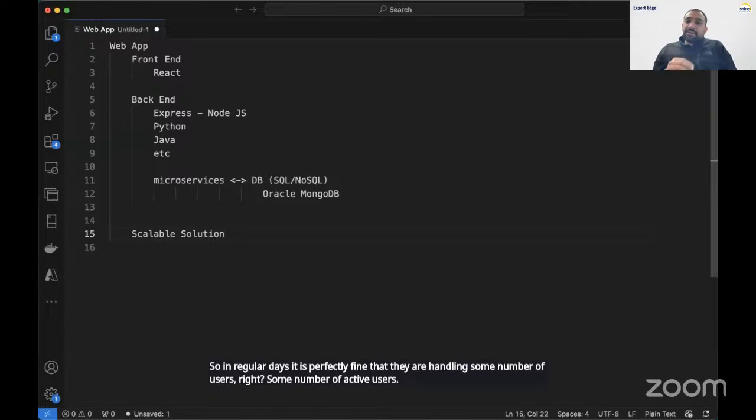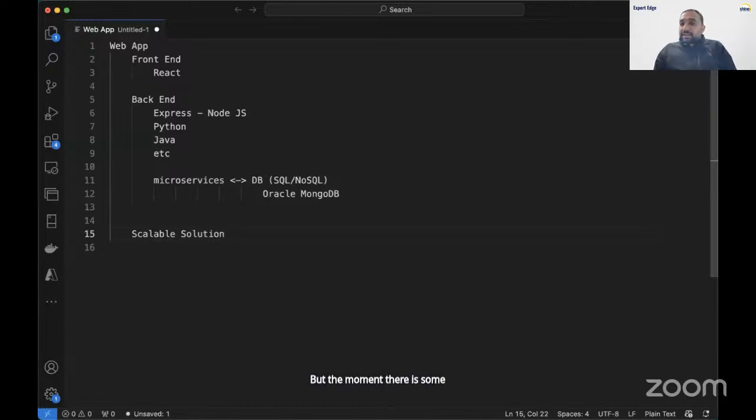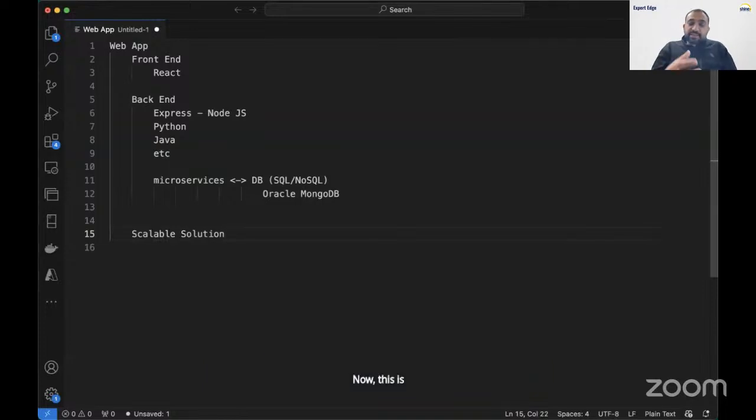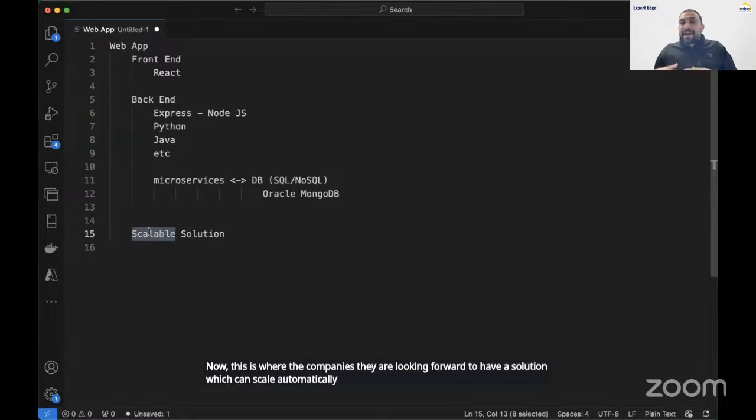But the moment there is some Republic Day sale coming up, or let's say Myntra puts up an end of reason sale, right? So at those particular days, we have a lot of traffic coming to the same backend or front end, right? Now, this is where companies are looking for a solution which can scale automatically, right? So my backend should not crash, my front end should not crash.